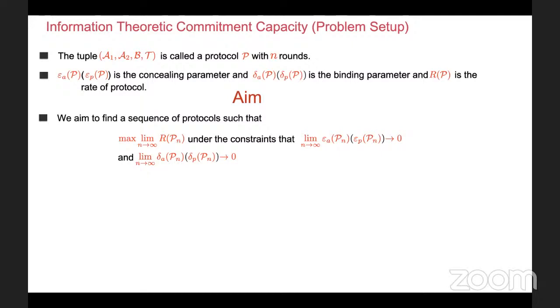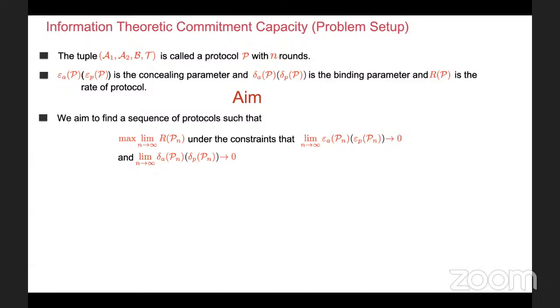Here epsilon is the concealing parameter, that is, for any two messages, the distance between the states induced should be epsilon close in the L1 distance. And the binding parameter is that, if Alice and Bob behave in an arbitrary way, then a wrong message should be accepted with probability at most delta. And here A and small p represent that the parties are behaving either actively or passively.